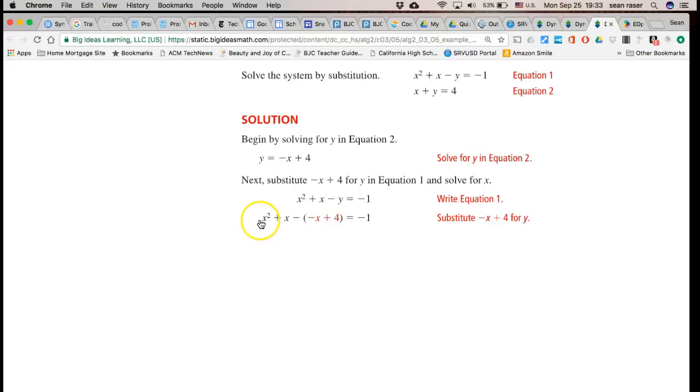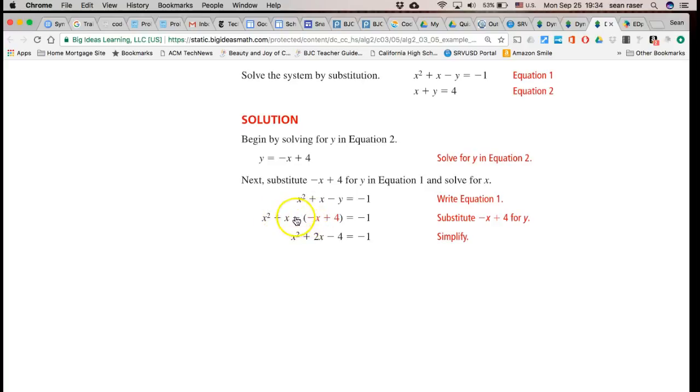Now that we have a single equation with just x variables in it, we can go ahead and solve this. Since this is a quadratic, we know that we have multiple methods to solve quadratics now. That's what you've been learning this chapter. So let's simplify this and see what method is going to be the best for us. First thing we want to do is distribute this negative and combine like terms. So we get x squared plus 1x.